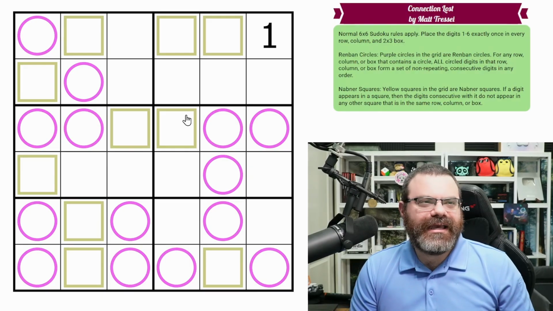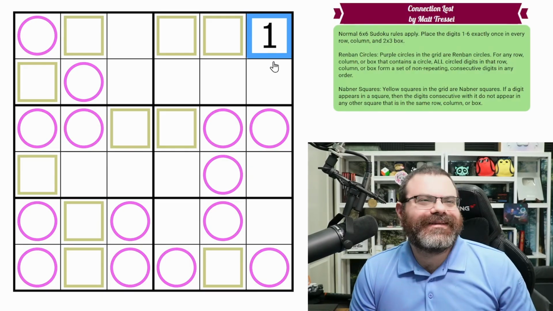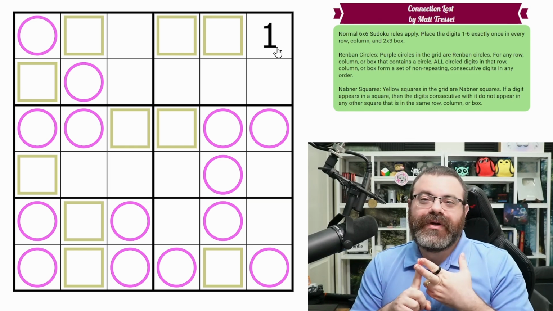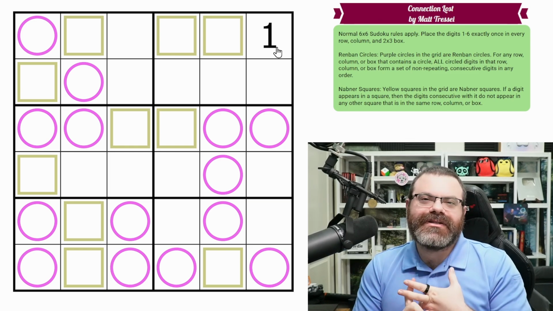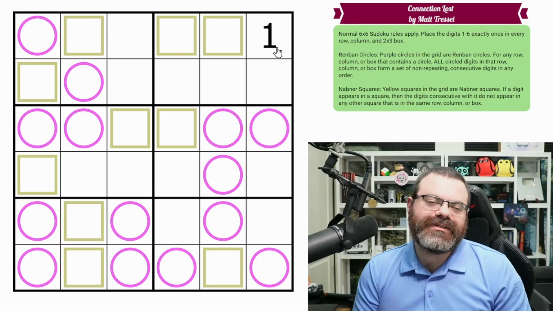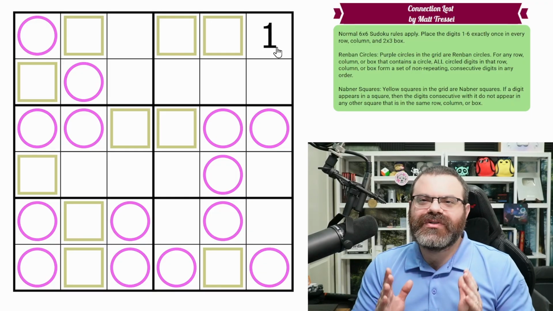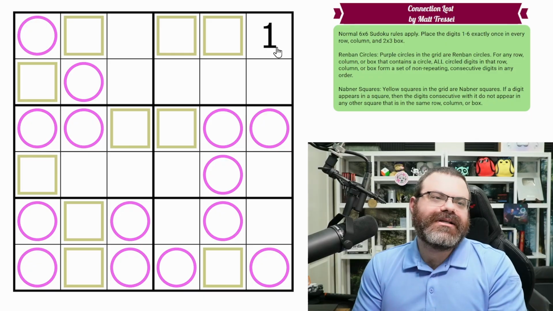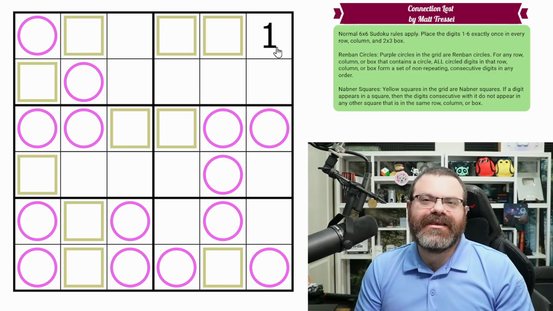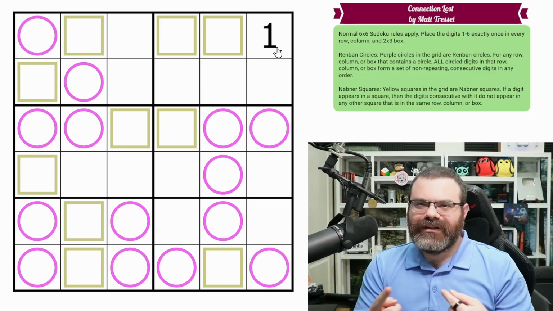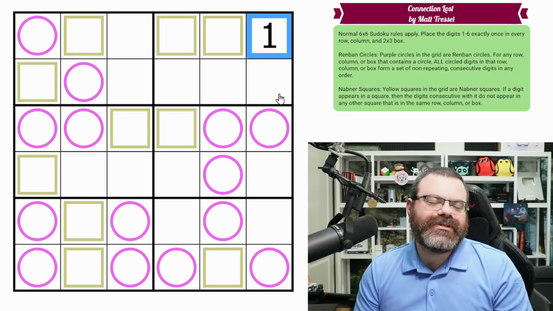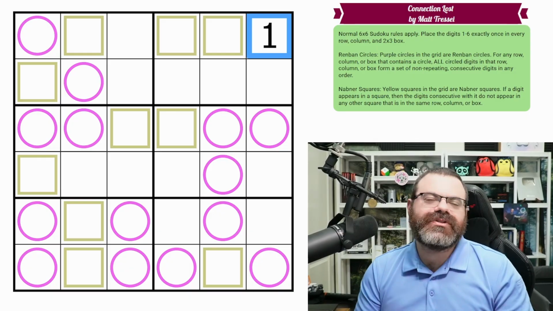So the first thing I noticed was this given 1. If you only include Renban and Nabner in your puzzle, there's always going to be 2 solutions to the puzzle, because you can always swap the 1 with the 6, the 2 with the 5, and the 3 with the 4. Because they're both only dealing with consecutiveness, you don't know which end is which. So this given 1 is there almost certainly to just tell us which order those go in.